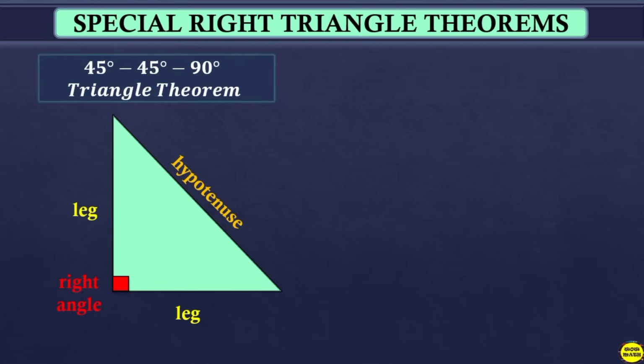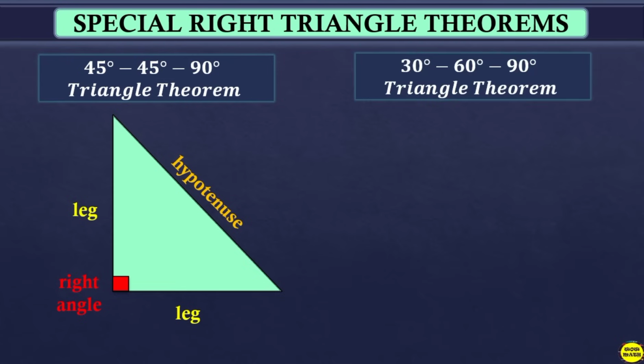Now, meron tayong tinatawag na special right triangle theorems. We have the 45-45-90 triangle theorem, and the 30-60-90 triangle theorem. So, ano ba ang difference nitong dalawang triangle theorem na to? So, based dito sa ating name, we have 45-45-90 triangle theorem. So, ito rin po yung tinatawag nating isosceles triangle theorem.